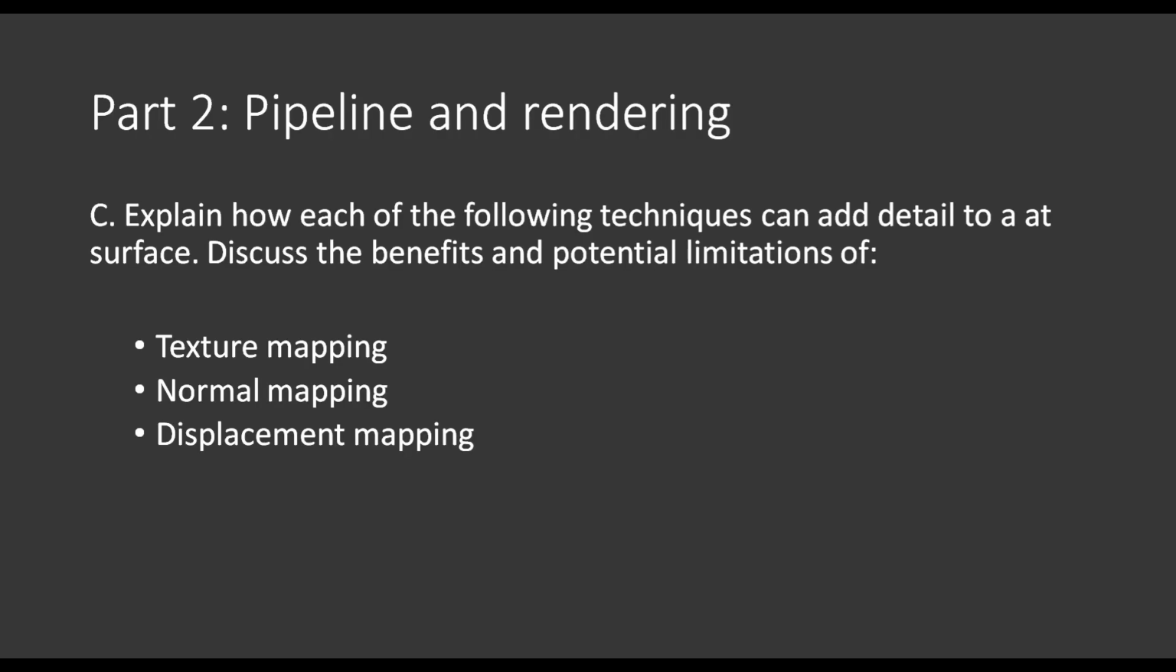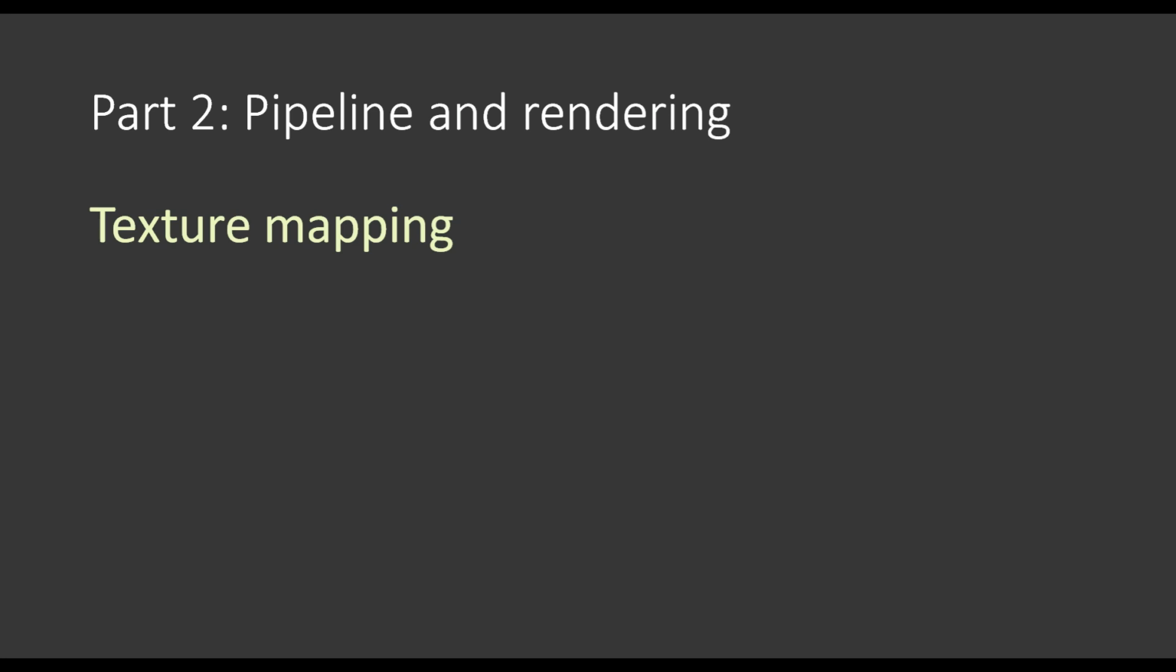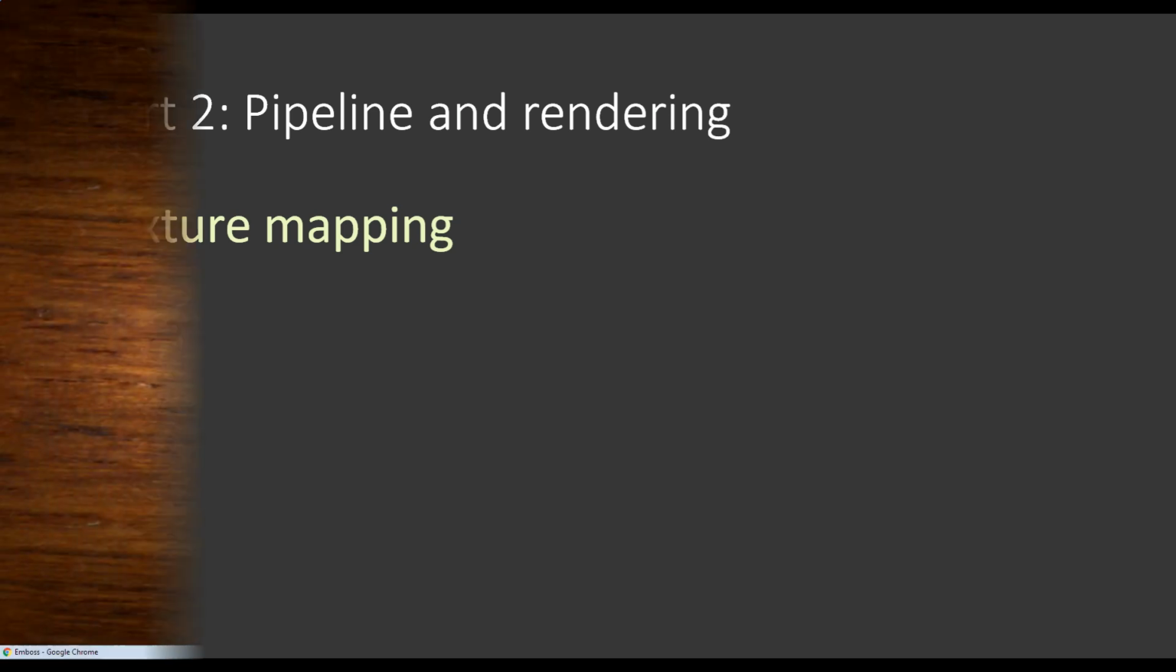Question C. Explain how each of the following techniques can add detail to a flat surface. Discuss the benefits and potential limitations of texture mapping, normal mapping, and displacement mapping. So let's start with texture mapping. It allows us to add flat texturing to our three-dimensional objects. We can control how the object is textured with texture coordinates and texture wrapping modes.